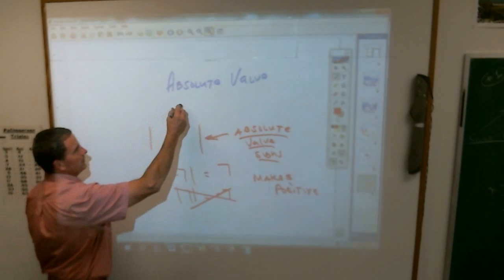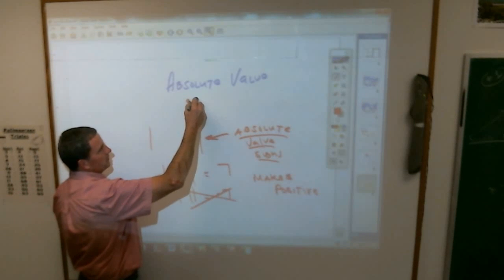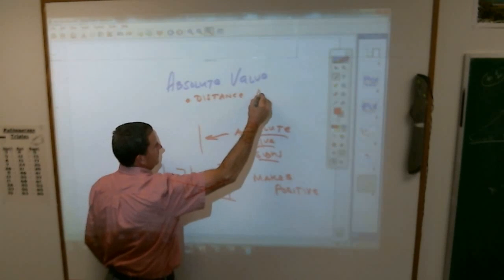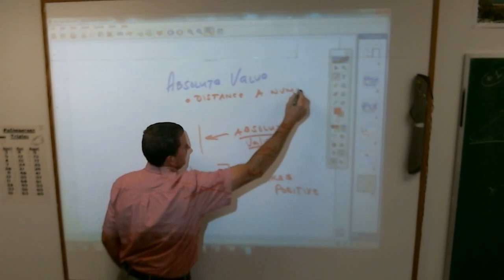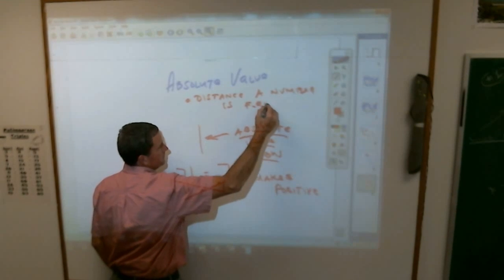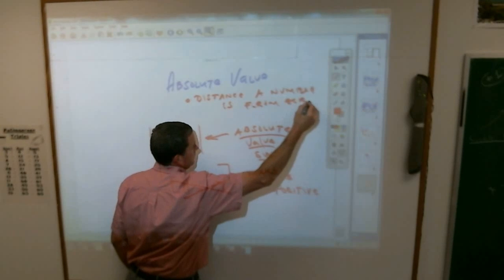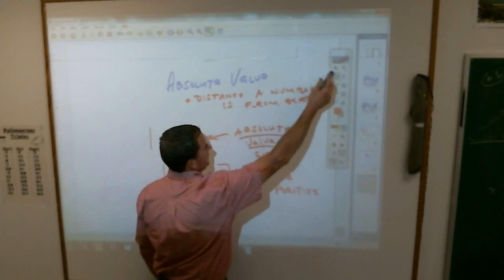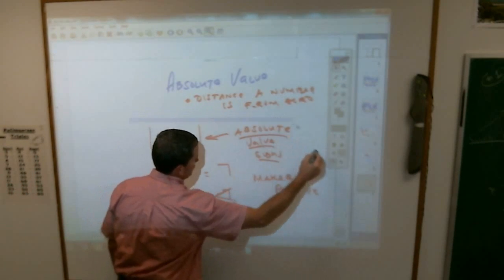Absolute values of positive numbers don't change them. Because what absolute value is, is the distance a number is from 0. I'll let you write that and then I will give you the short and condensed, extremely excited version of that.